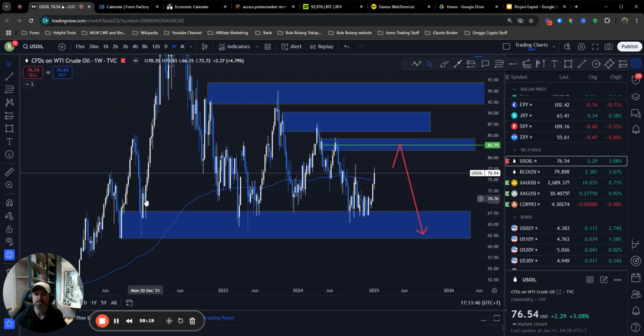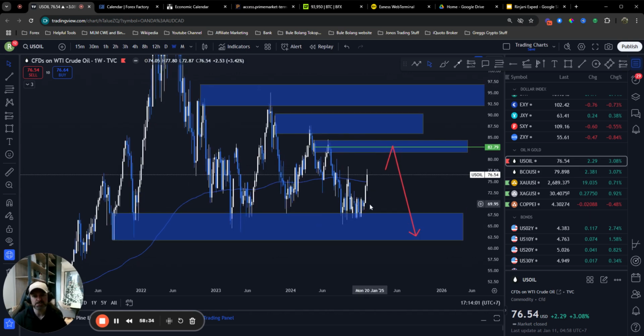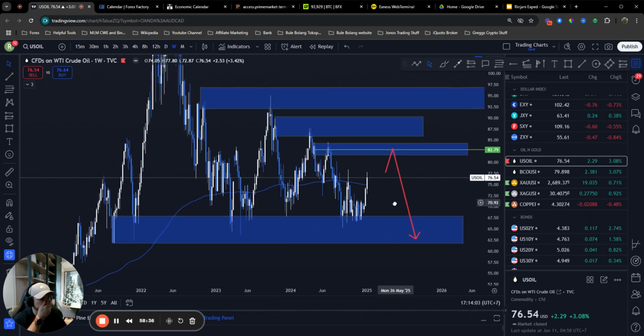Why? Because it's a massive area of value. You can see that all the big companies believe this is where the value lies to buy oil. How can you tell that? Because they bought it every time it came here. So that tells you they believe this is where the value is to buy it. They don't want oil to fall any lower than that.